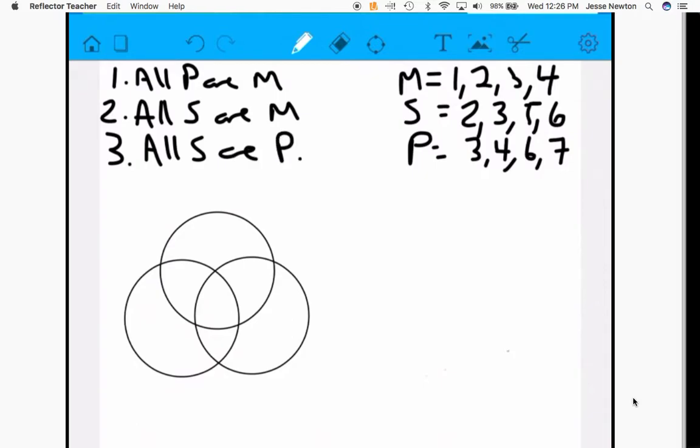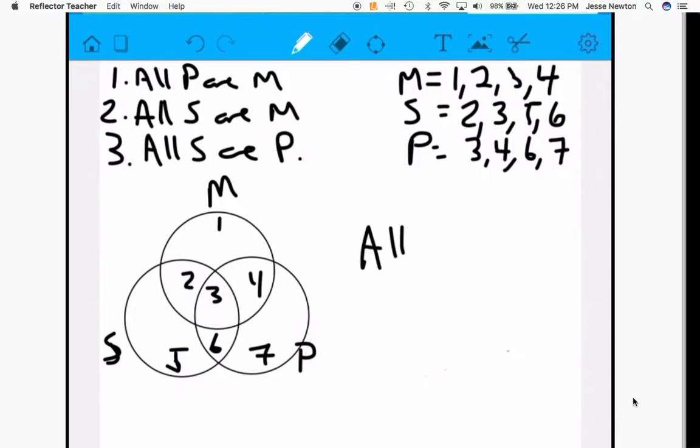Does anybody know the mood and figure of this? AAA, figure 2. Just in case you need to remember that stuff, just in case you've forgotten. And we're going to do just as before. We're going to number 2, 3, 4, 5, 6, 7. Okay. Now, we're going to begin by diagramming number 1, which is all P are M.